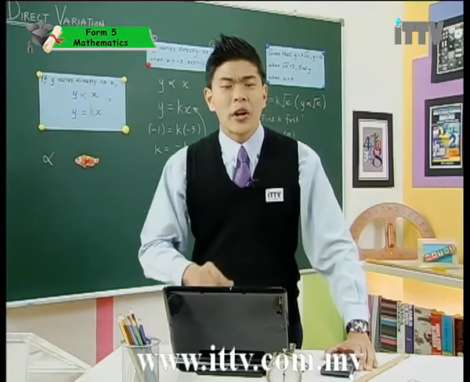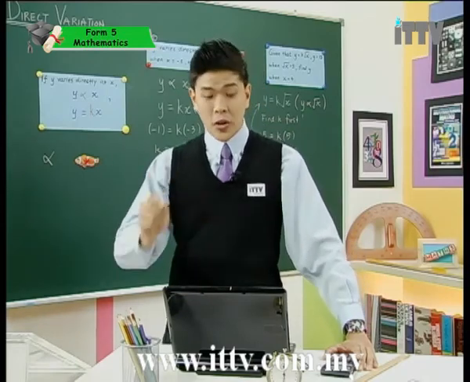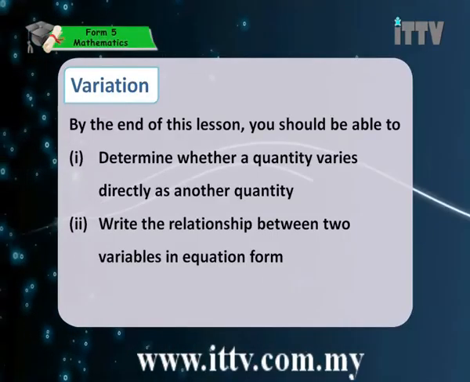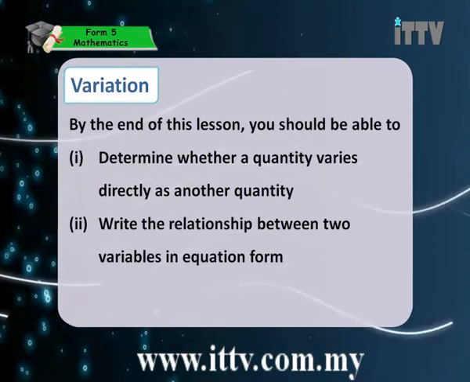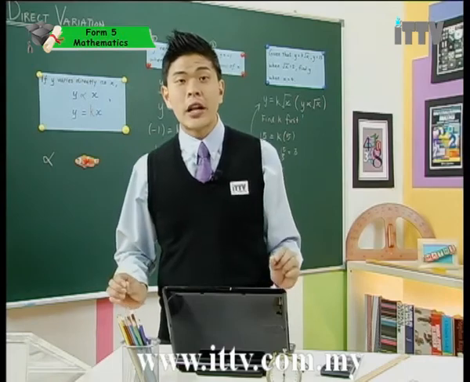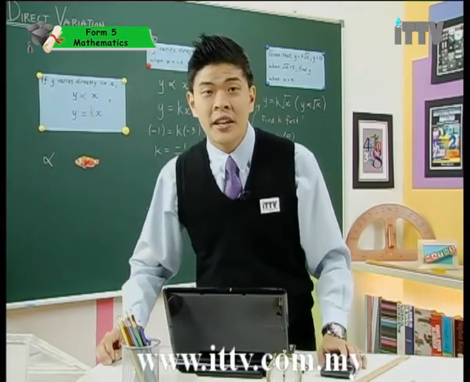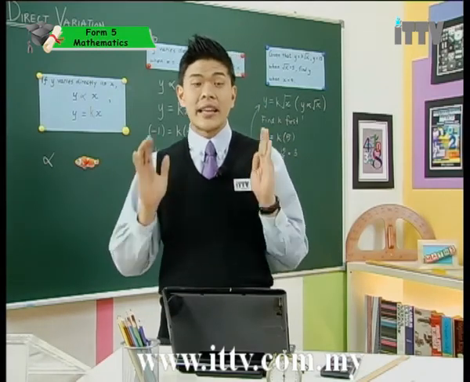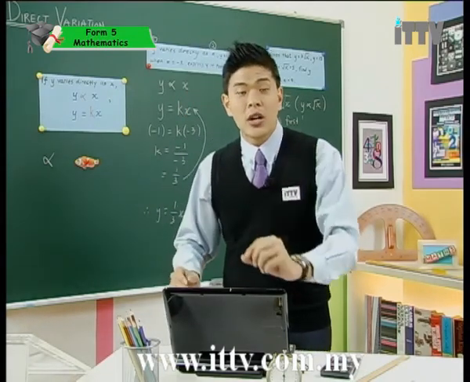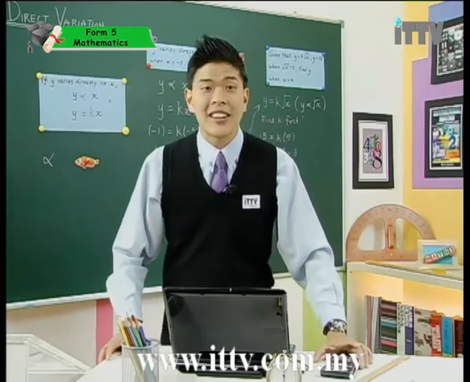Alright guys, let us take a quick review of what we have learned today. Alright, first of all, determine whether a quantity varies directly as another quantity. Alright, how are you going to check that? By using the value of the constant of proportionality, which is called k. So don't forget, if you get a set of values, the k must be the same, then only you can confirm that direct variation occurs.